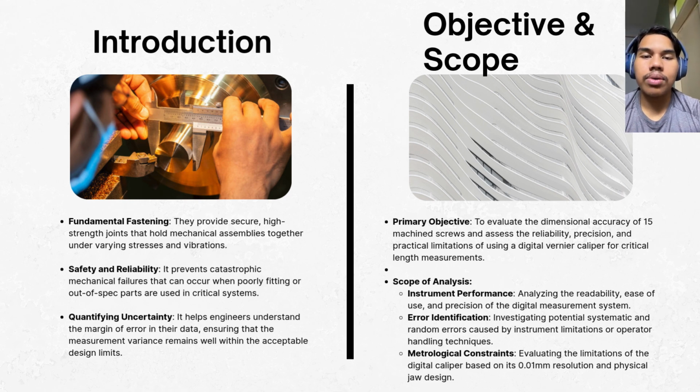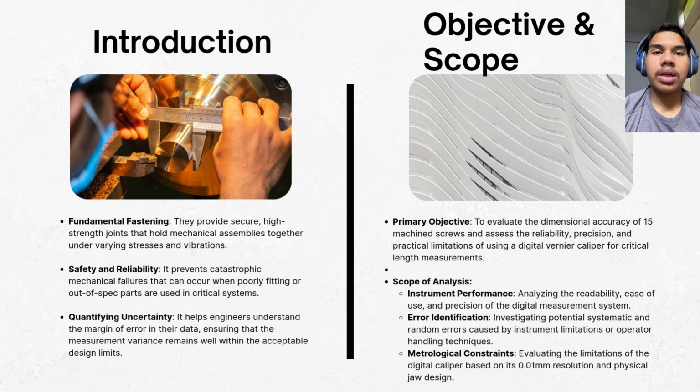Okay, now let's go to the objective and also the scope for our faculty. The primary objective for the project that we are assessing right now is to evaluate the dimensional accuracy of 15 machine screws and assess the reliability, precision, and practical limitations of using a digital vernier caliper for critical length measurements.